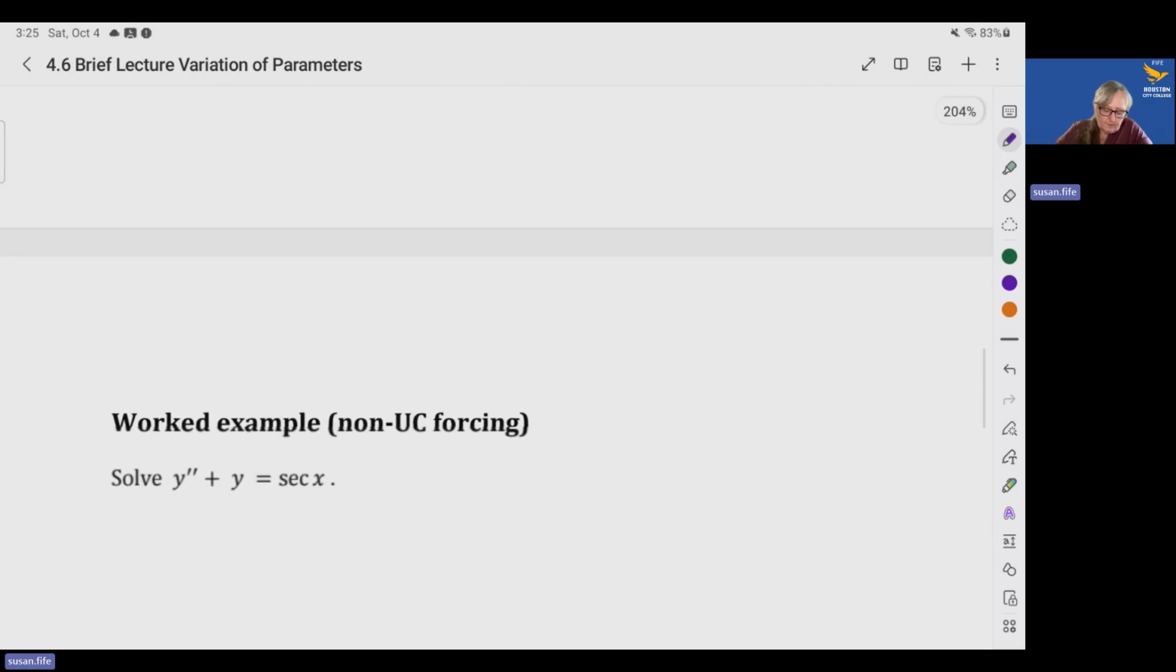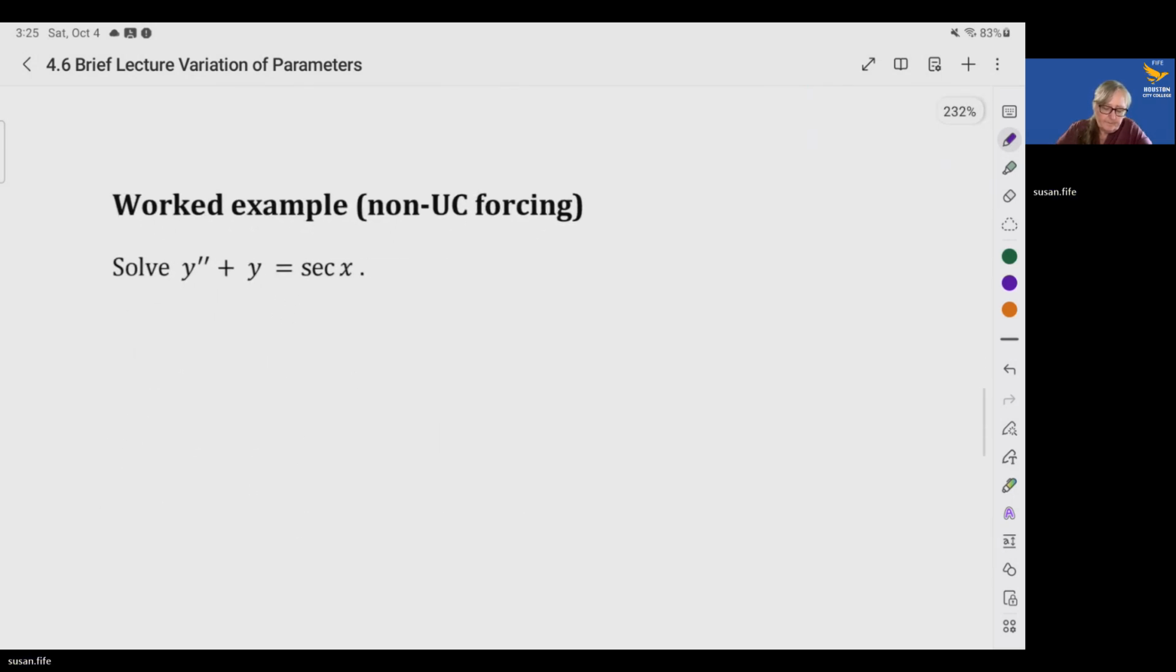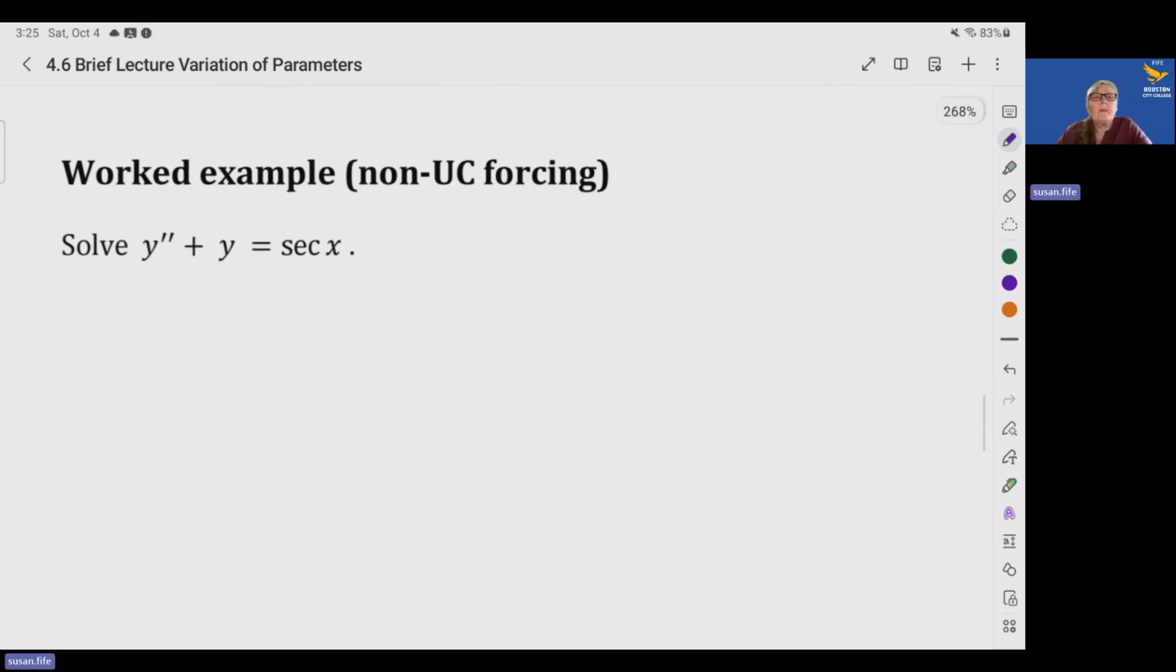So I have one example right here. y double prime plus y is equal to secant of x. So we're going to start by solving for y sub c. We want to solve y double prime plus y is equal to 0.